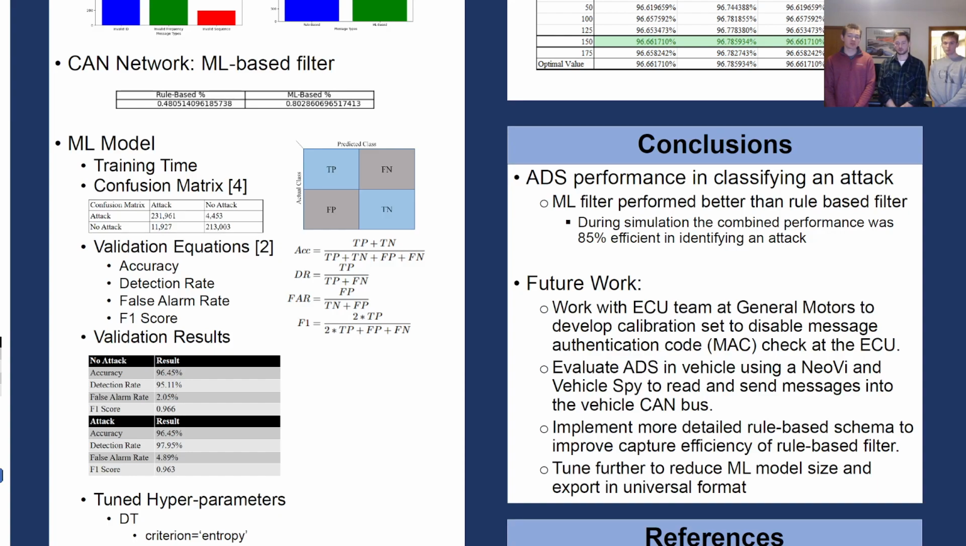One opportunity is we can work with ECU teams at General Motors, such as the ECM team, to develop a calibration set to disable the MAC check at the ECU, basically allowing us to take our model, run it on a computer, connect to the vehicle using a NeoVI, and then run Vehicle Spy to send and monitor messages that are being sent over the CAN bus.